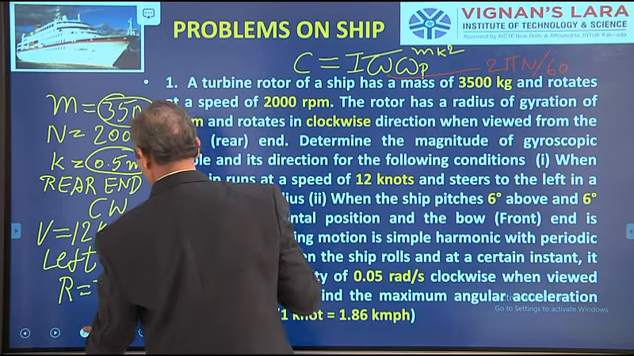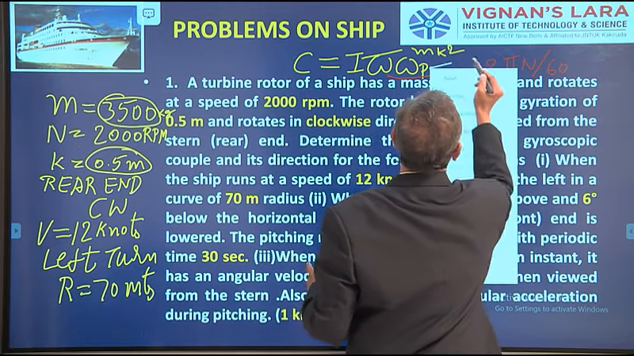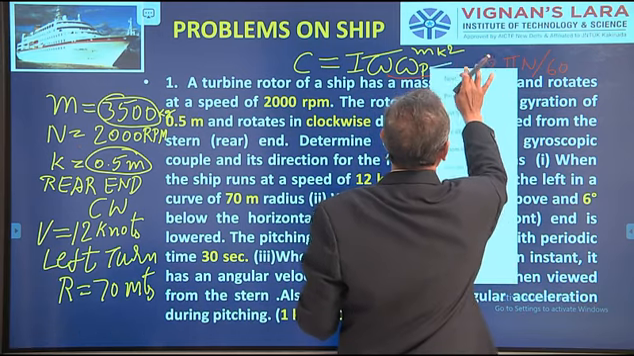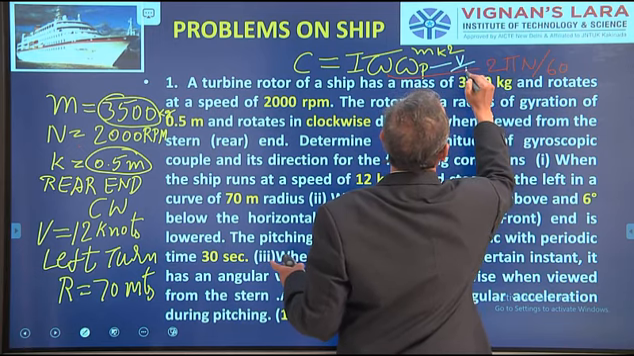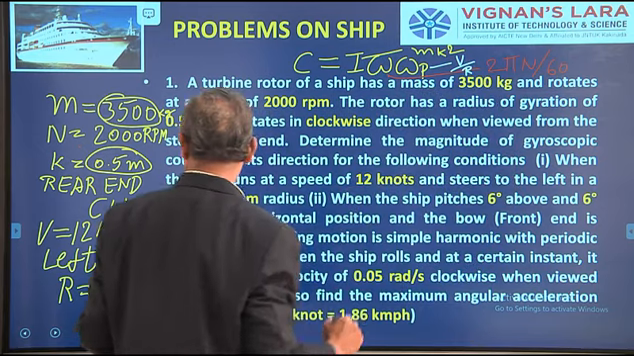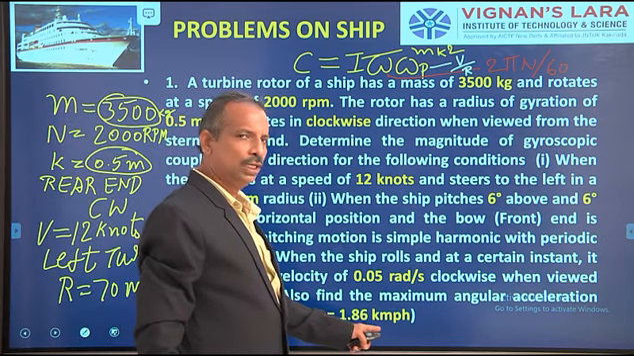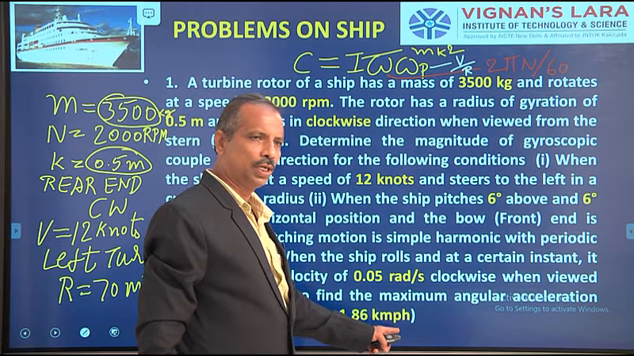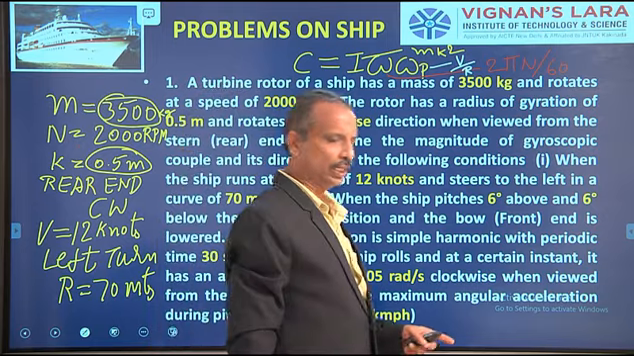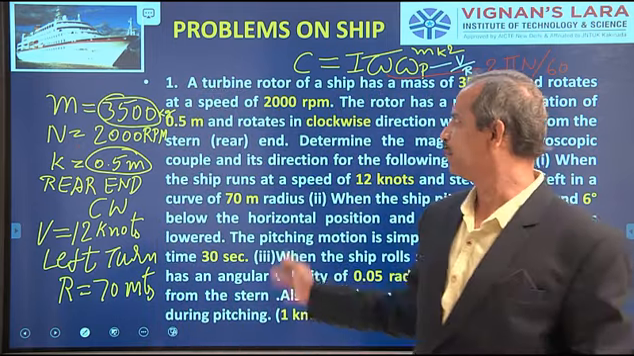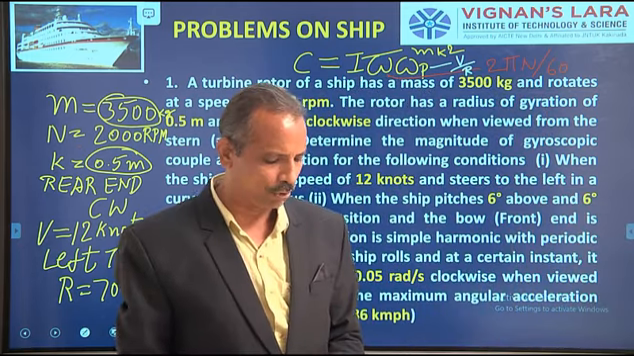Finally, omega p is nothing but V by R. You have the V, that is 12 knots, converted into kmph, 12 into 1.86, and the radius is 70 meters, substituted. By substituting the entire information, we get for case 1 the value of gyroscopic couple.